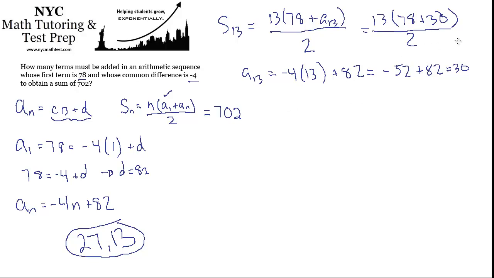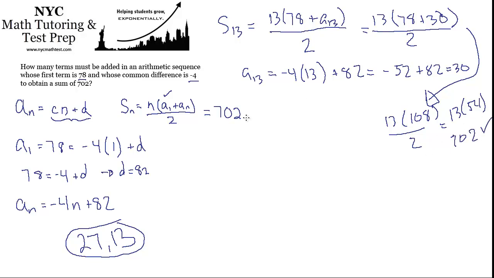I'm going to jump down here. Sorry about that. 13 times 108 over 2 is 13 times 54, which is 702. So that works. And we can also prove that 27 works. S27 equals 27 times 78 plus A27, which we don't know, over 2.